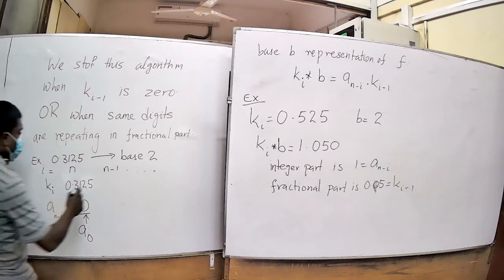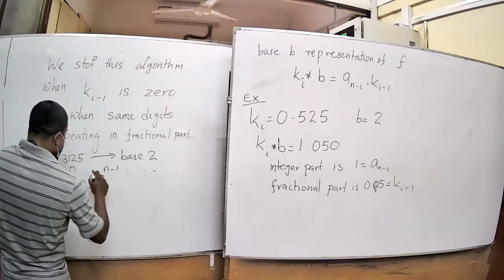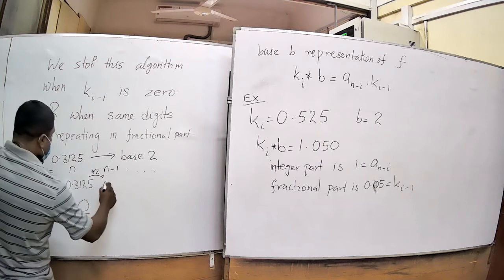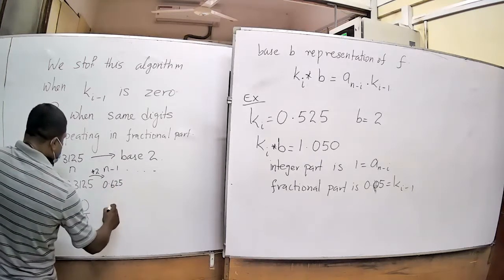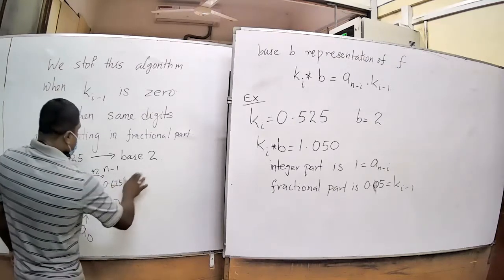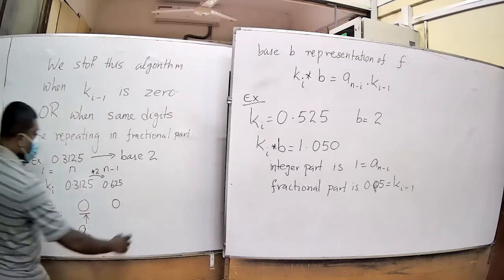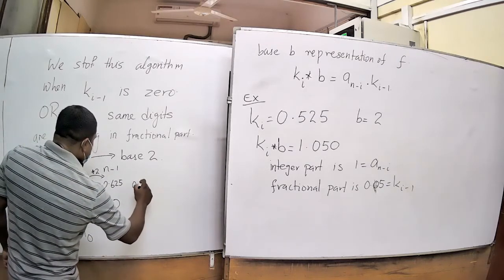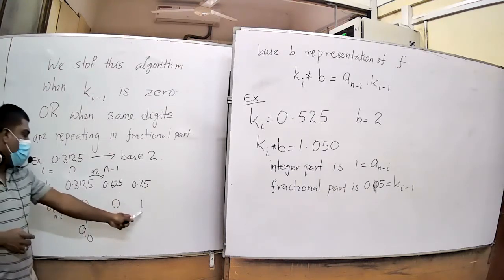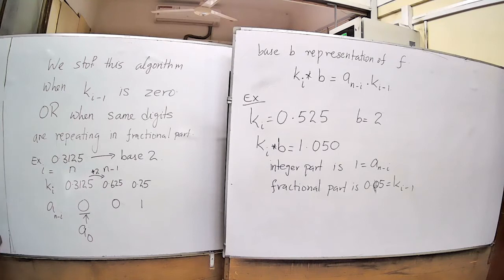So now what you do is you multiply this by 2. When you multiply this by 2, you get an integer part and a fractional part. So multiplying by 2 gives 0.625. There is no integer part, so you can put 0. Now when you multiply this by 2, you get 1.25. So the integer part comes here, the fractional part goes there.